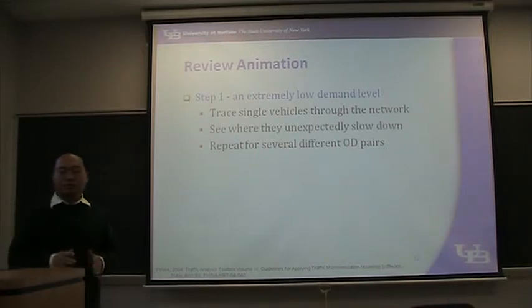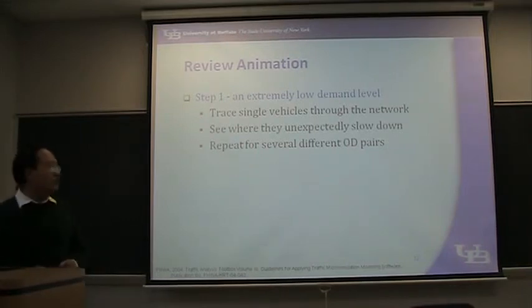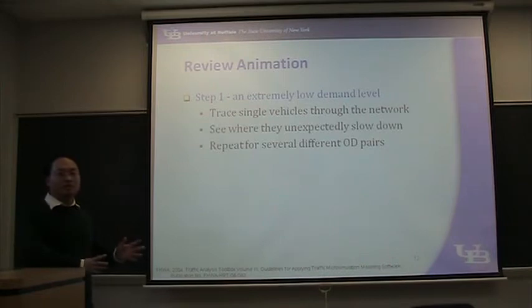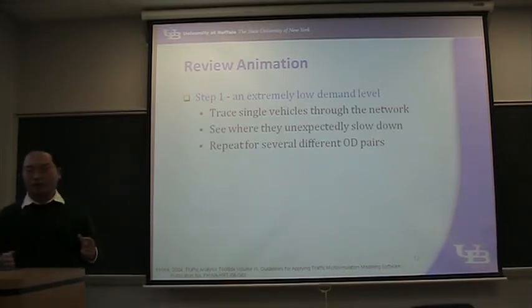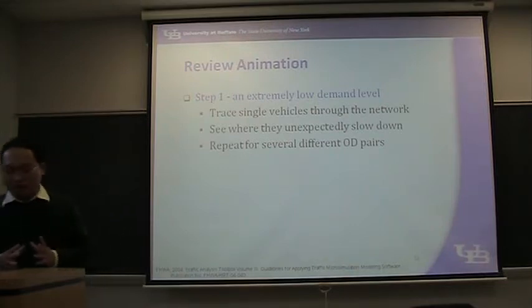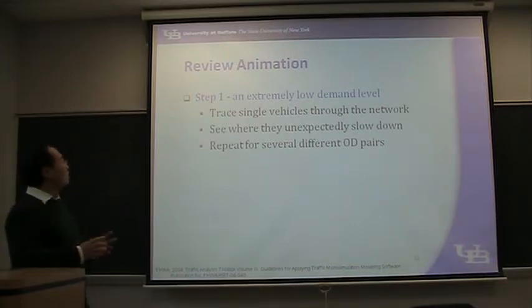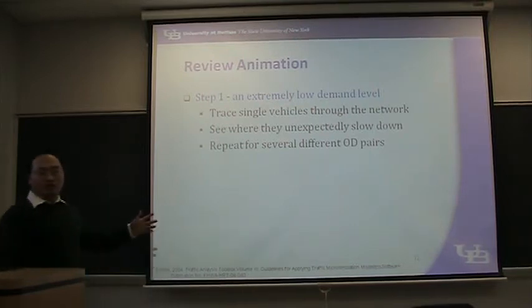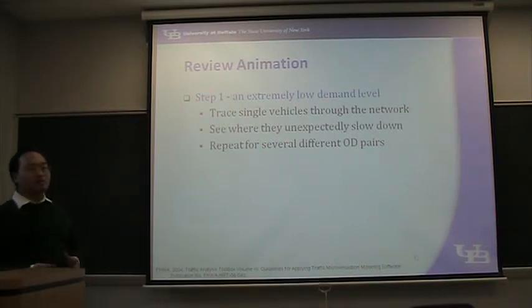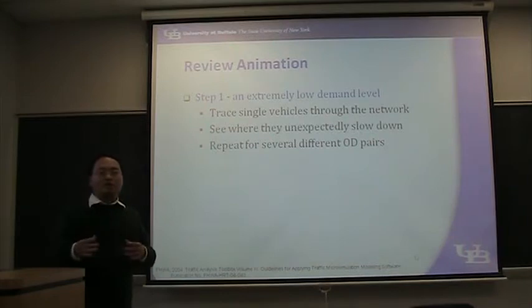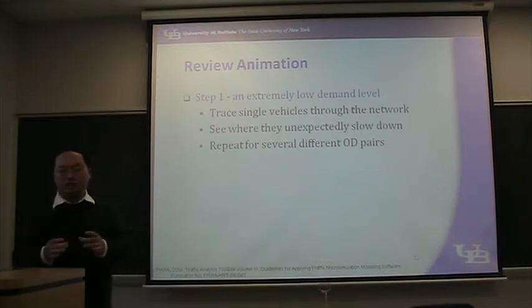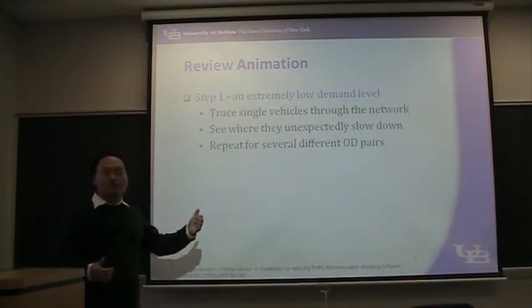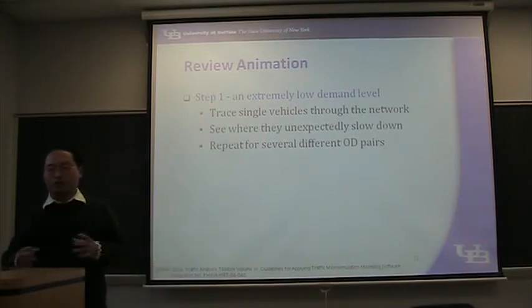Now, the third stage of your error checking is to review animation. Now we start to review animation. Before this stage, we were all checking them in a static way. To review animation, it's not as simple as just running it. The first step is to run your model at an extremely low demand level. So for example, if your demand level was 100%, then you run it at 1% or 10%.